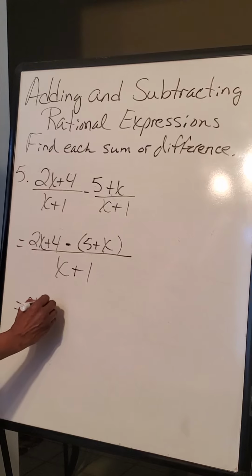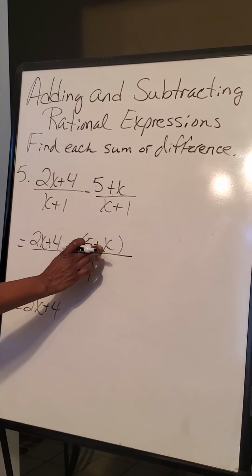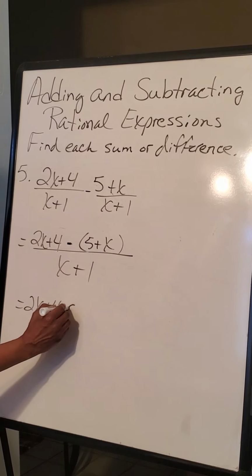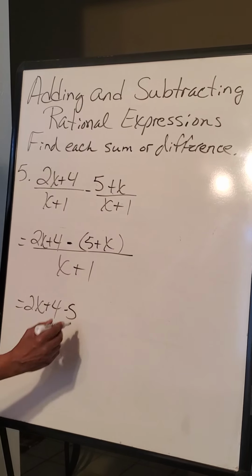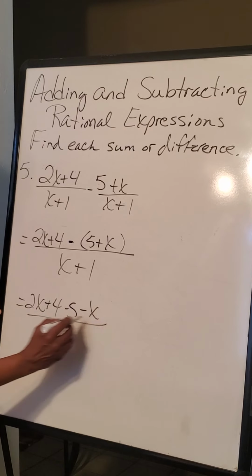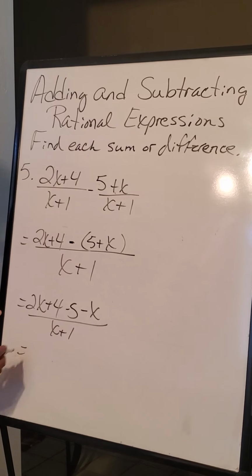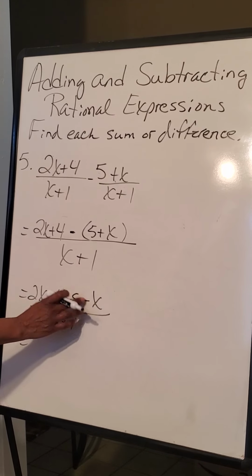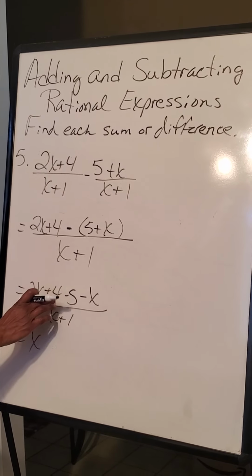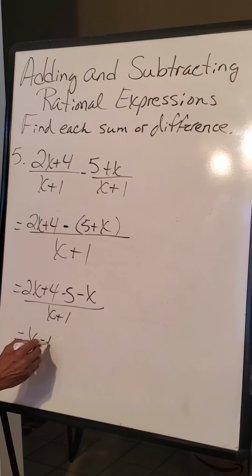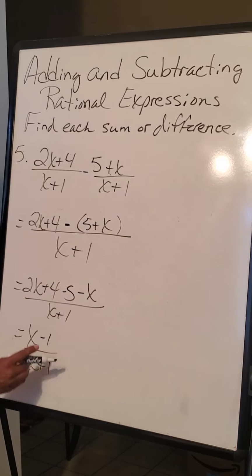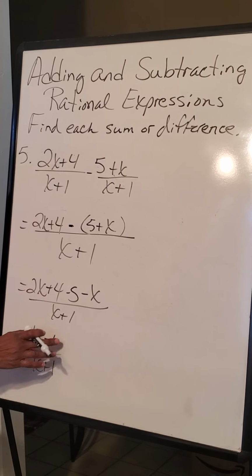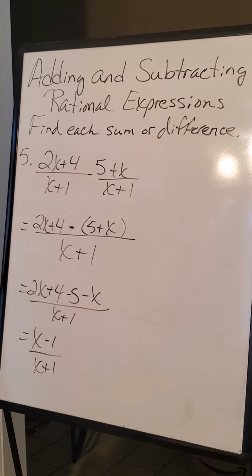So I get a 2x plus 4. Remember, when you have a dash before the parentheses, take the opposite of what's inside. The opposite of 5 is a negative 5. The opposite of a positive 1x is a negative 1x. Now, as I simplify, combining like terms, 2x minus 1x gives me x. 4 minus 5 gives me a negative 1. These are not the same. I can't cancel out these x's, those 1's. My answer is x minus 1 over x plus 1.